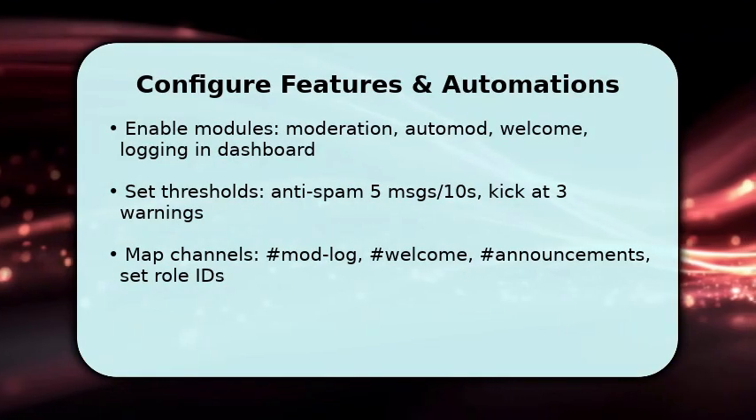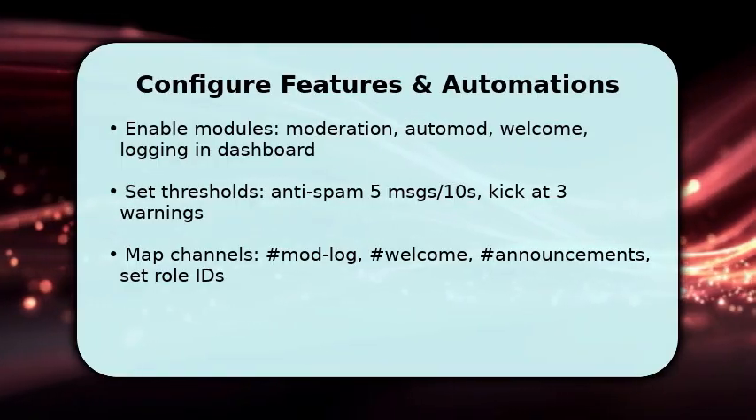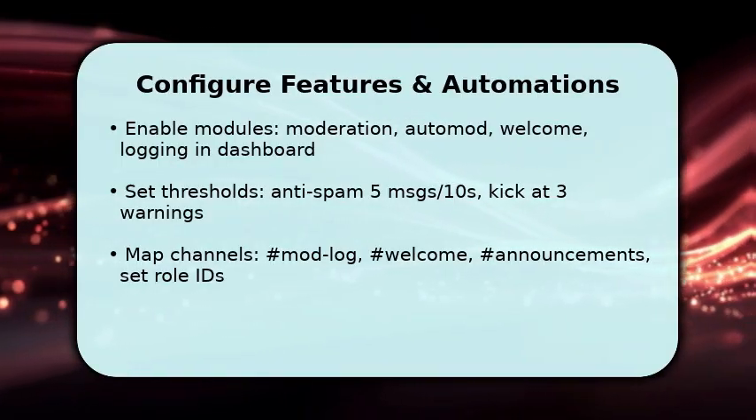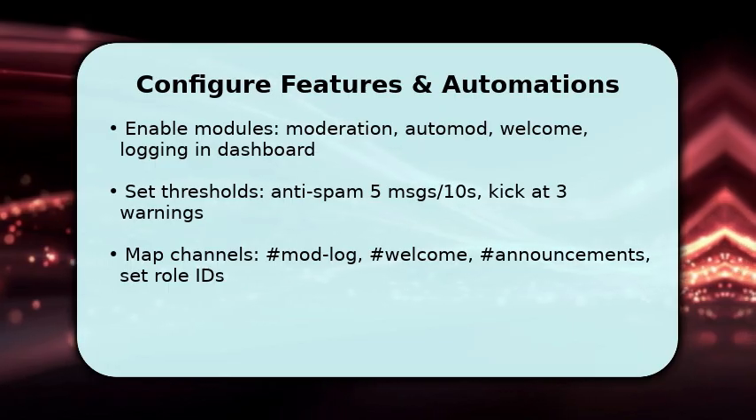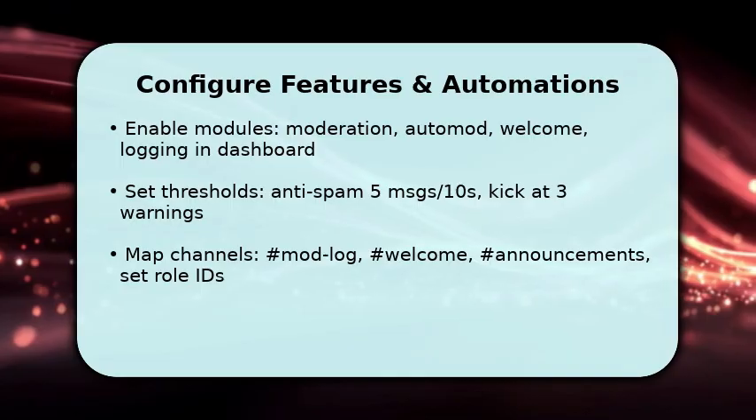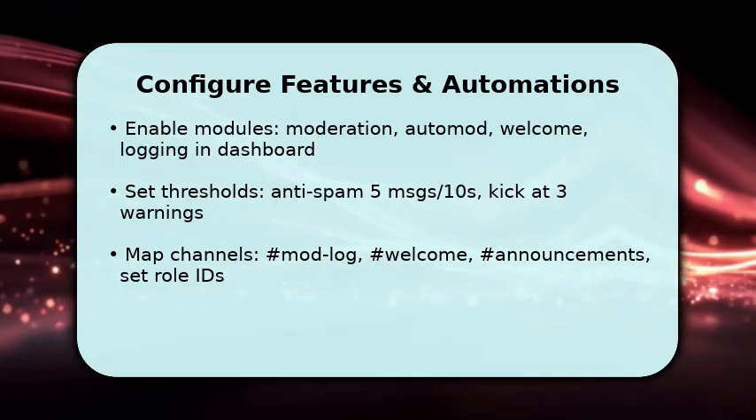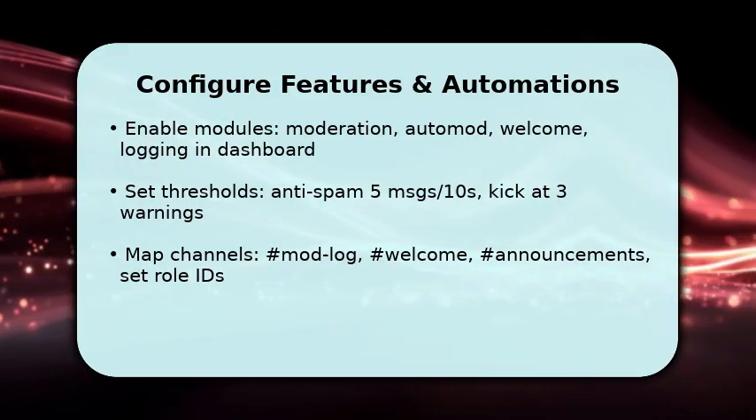Now configure Nova Bot's core features and automations. In the dashboard, enable moderation, auto-mod, welcome, and logging modules because those control day-to-day behavior. Then tune thresholds. For example, set anti-spam at 5 messages per 10 seconds and trigger a kick on 3 warnings. This reduces false positives while keeping order.